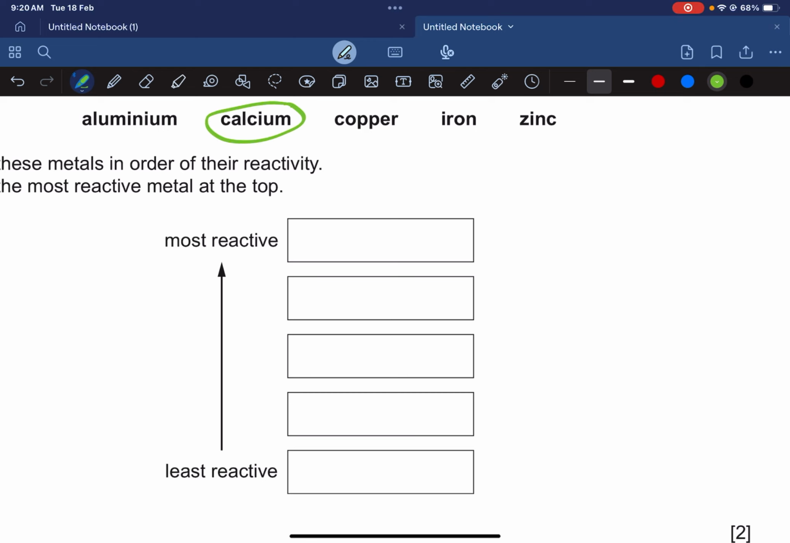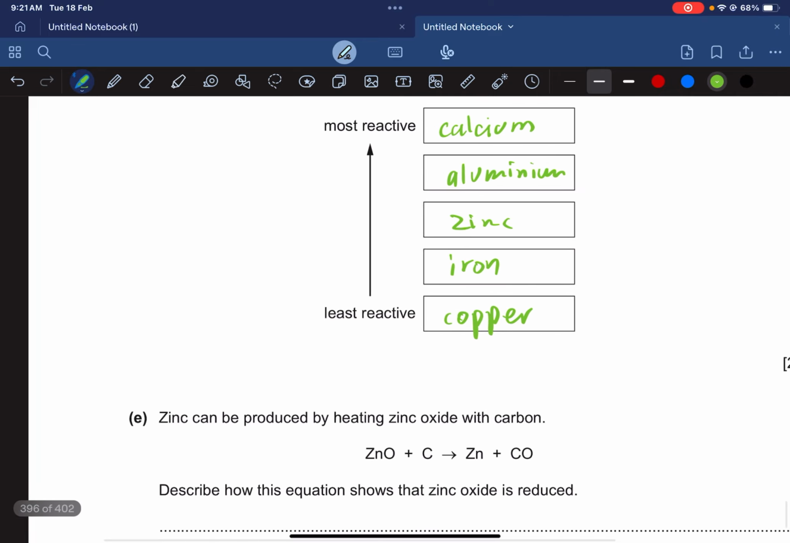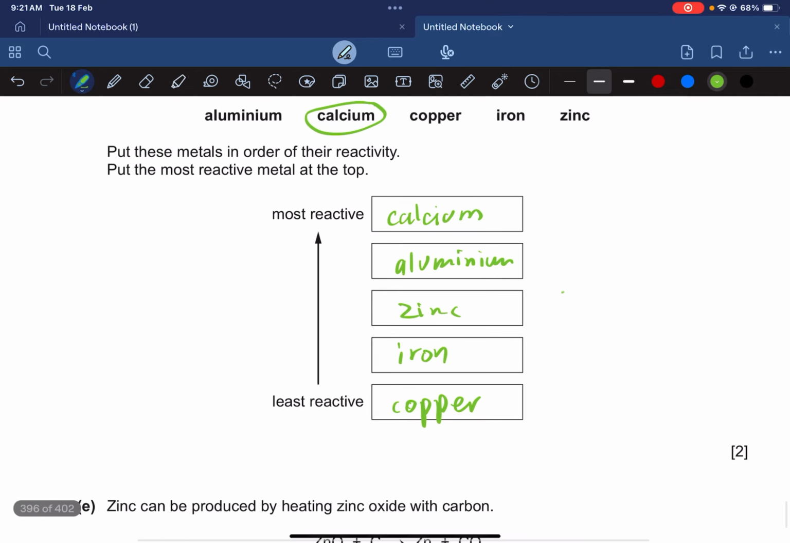So first it's going to be calcium because it's in group 2. Then it's going to be aluminum. Then it's going to be zinc. Then it's going to be iron, and then it's going to be copper. That's simply how you're going to know it, by learning it. Okay, just learn the reactivity series and you're going to know it.